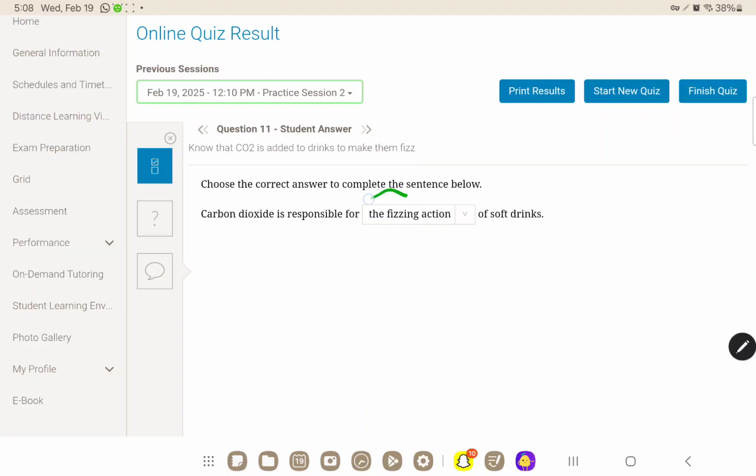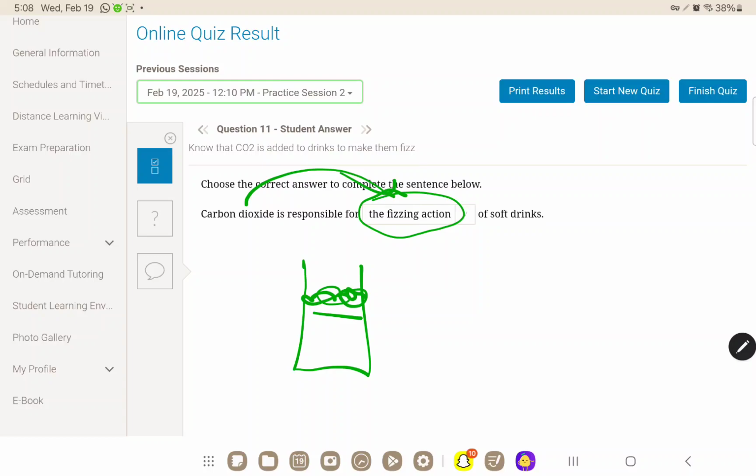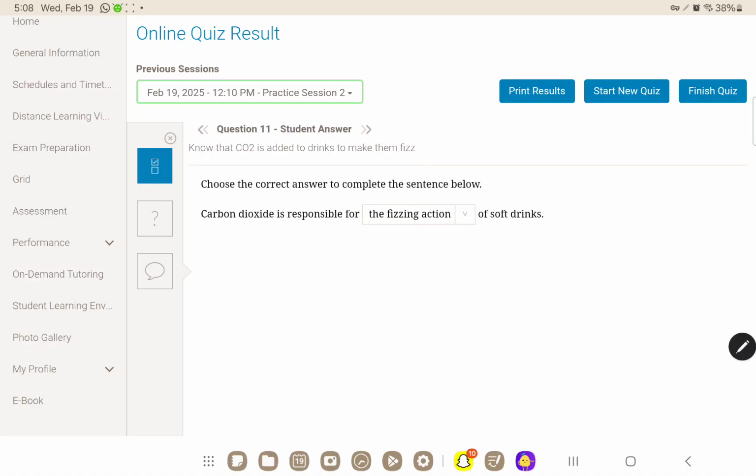Carbon dioxide is responsible for the fizzing action of soft drinks. Whenever you see this fizzy part on the top of your drink that takes up like 50% of your drink in the cup, this is usually carbon dioxide bubbles that are waiting to pop so they can go. So this is what's responsible for the fizzing action in your cola or your Sprite or whatever. Next question.